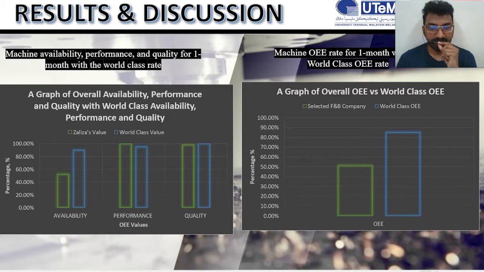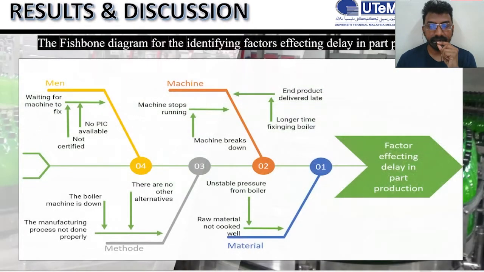Based on the results, the root cause is determined by using quality tools. The first tool used is the fishbone diagram. The root cause is determined using the 4 factors mentioned earlier, which is the 4M, where man, machine, method, and material are the factors.